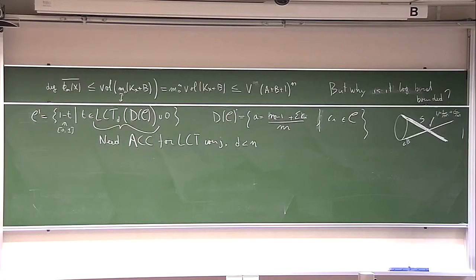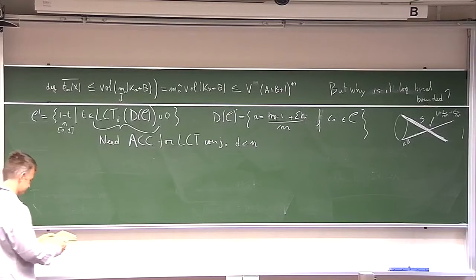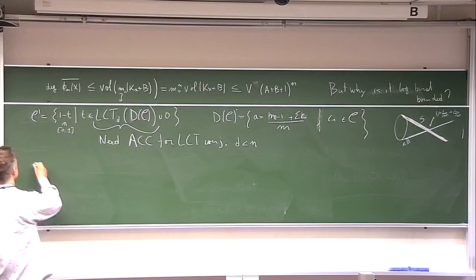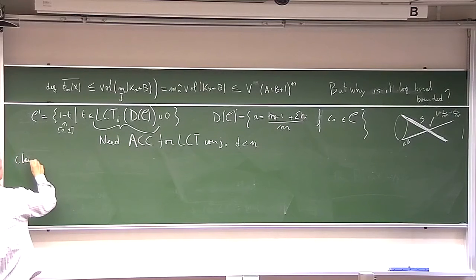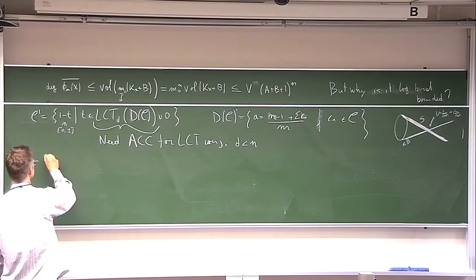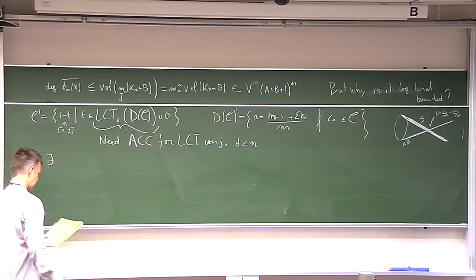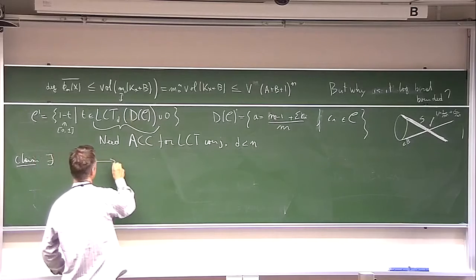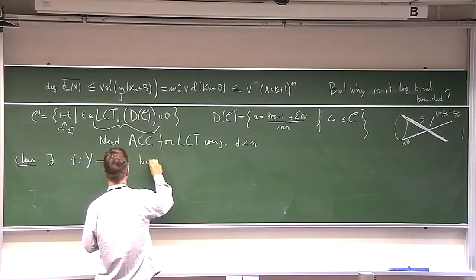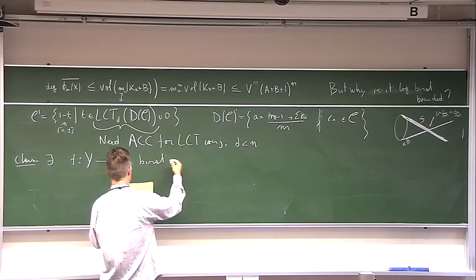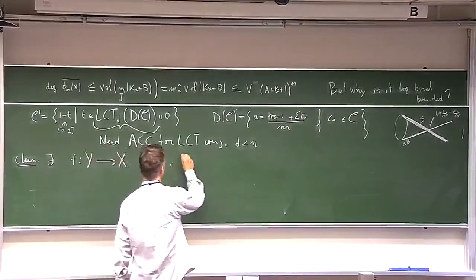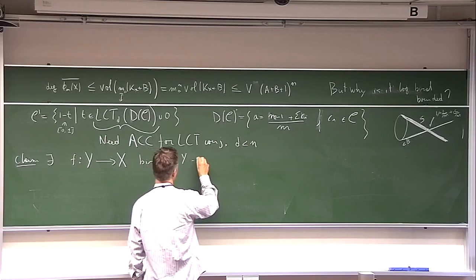Okay, so let's try and define theta. I claim that there exists a map of the following form. So we have a map, let's say, from Y to X. This is a birational map, a projective birational morphism. Maybe for good luck, Y is Q-factorial.